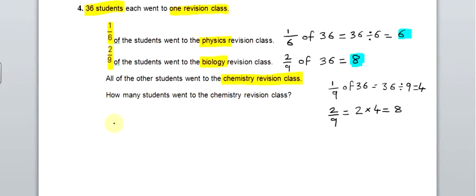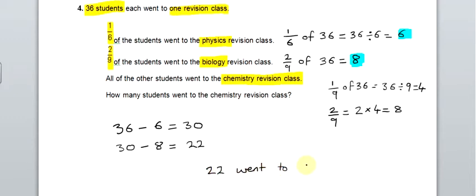Well, I know there were 36 students originally, and 6 of them went to physics. That leaves 30. And then 8 of them went to biology, which left 22. So 22 students went to chemistry. So 22. And that's the end of question 4.